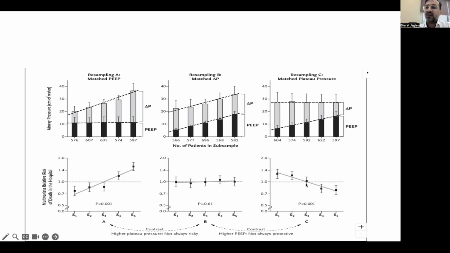So of course, in the retrospective analysis of the various studies, when you look into driving pressure, we realize driving pressure is related to mortality. As the driving pressure was going high, the mortality went up. If the driving pressure was stable, the mortality remained stable. And as the driving pressure was going down, the mortality was going down.